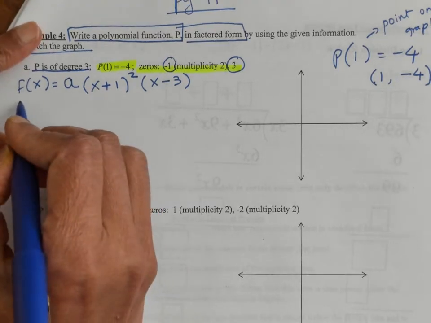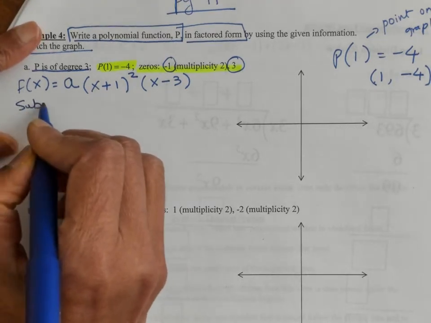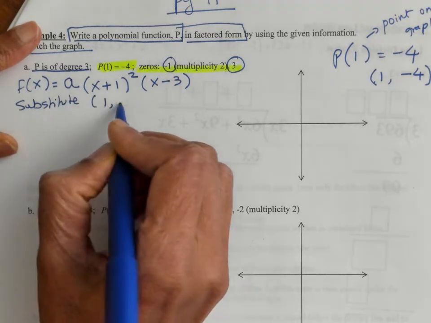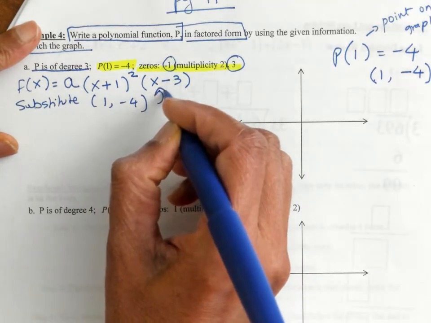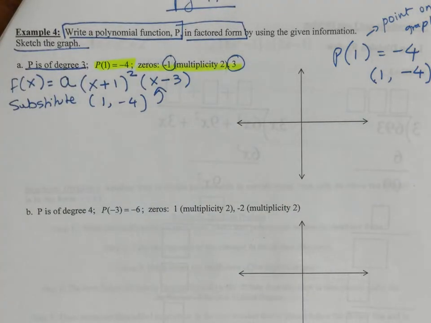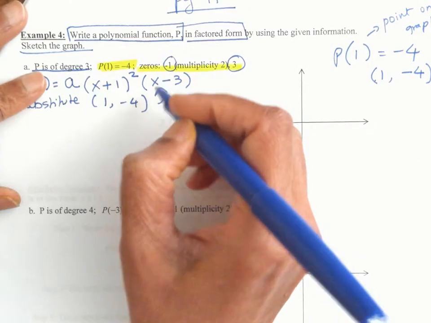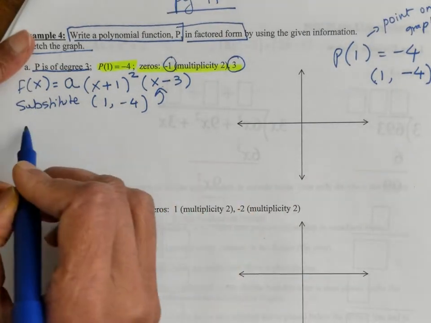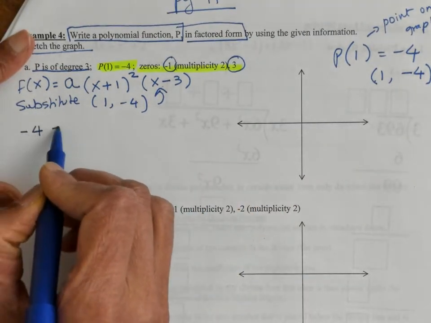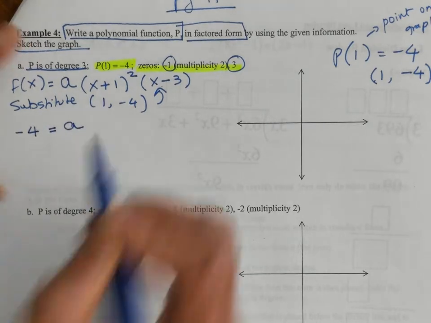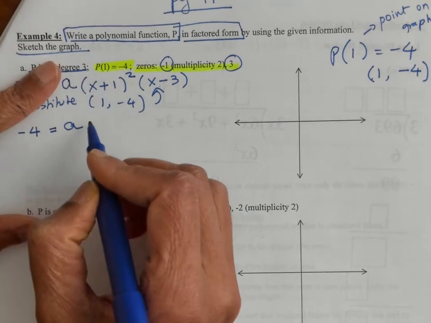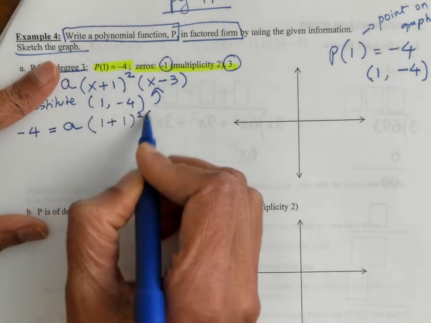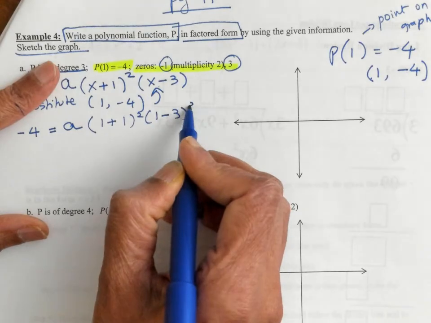You're going to substitute 1 comma negative 4 in this entire equation, not just here, the entire equation. So this is your x, this is your y. So negative 4 equals A, and A is your only unknown. X is 1. So 1 plus 1 square, 1 minus 3 square.